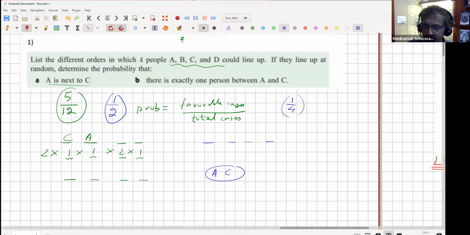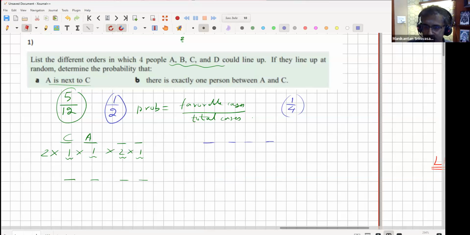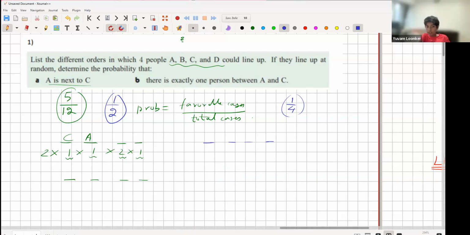So yes, hand counting is good, Yuvam, but obviously that will work only with a small set of numbers. Immediately, if I say a bigger number, not even too big, like 7 students, it becomes a little hard to list them all, right? 7 factorial is a fairly big number. When I was solving, I realized there's a pattern to it. Since it's A and C together, it'll be 2 out of 4, so it'll be 1 upon 2. Okay. All right. That's fine.